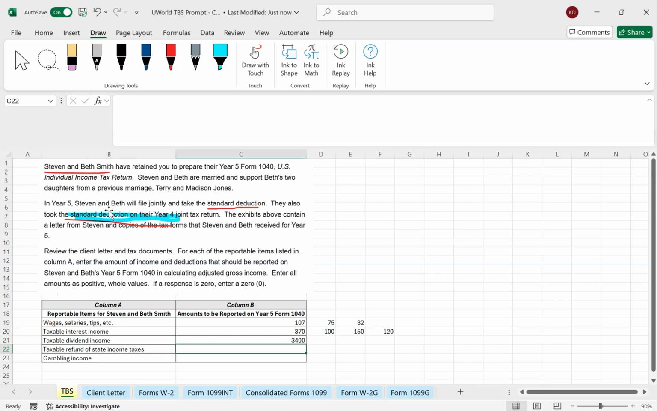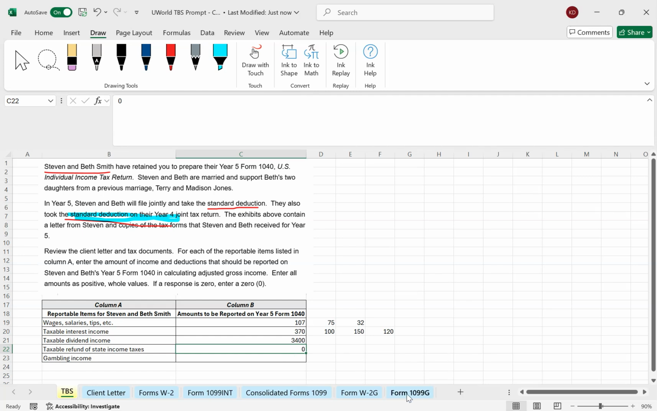Accordingly, we're going to put a 0 in there for this. So yes, we got the refund. However, because last year we took the standard deduction, we didn't really get a benefit from this. We were applying that tax benefit rule.